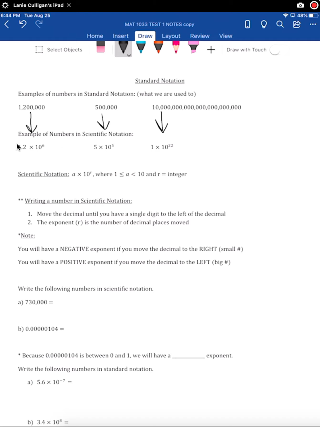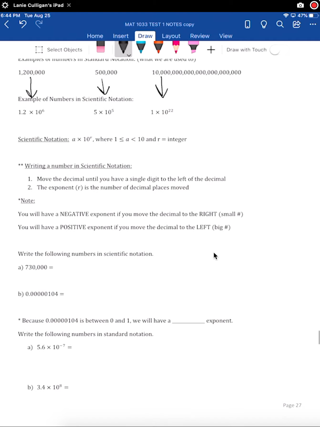Notice that this first number is always between 1 and 10, meaning we have to have 1 digit to the left of the decimal, so nothing more than 10. And the exponent is just a whole number, an integer. So writing a number in scientific notation, we're going to move the decimal until you have a single digit to the left of the decimal, and our exponent is going to be the number of places that we moved. Notice if you have a negative exponent, that means you're going to have a really, really small number. And if you have a positive exponent, it's going to be a really, really big number.